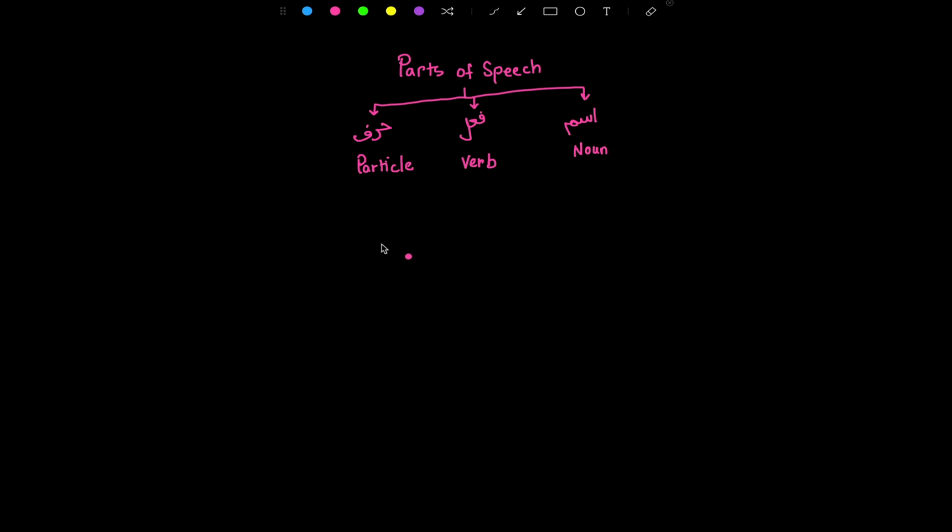Now there's a concept in the Arabic language, unlike any other language that I know of, which is the ending of the word, the ending of a word, which in Arabic is called i'rab. I'rab. Now, what does it mean?